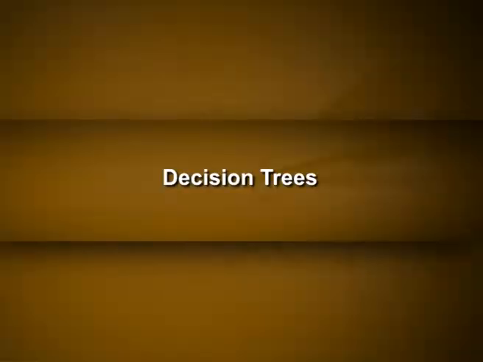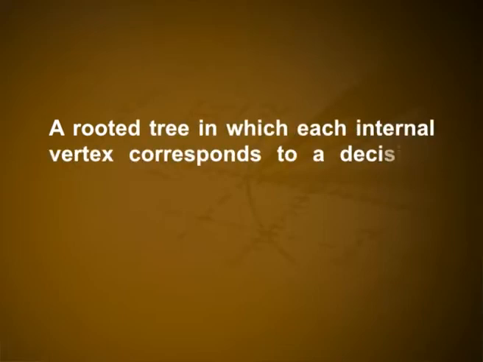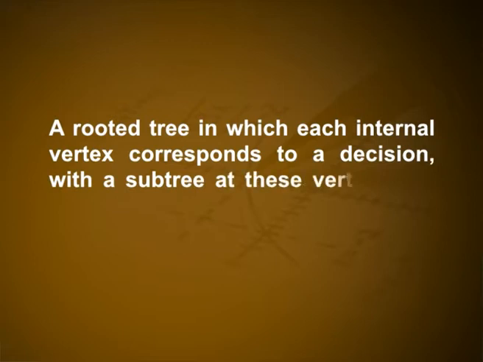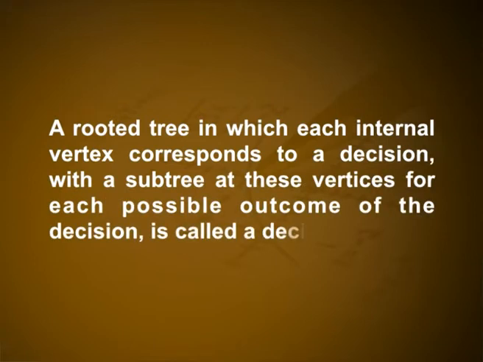Second one is decision trees. Rooted trees can be used to model problems in which a series of decisions leads to a solution. A rooted tree in which each internal vertex corresponds to a decision, with a subtree at these vertices for each possible outcome of the decision, is called a decision tree. The possible solutions of the problem correspond to the paths to the leaves of this rooted tree.